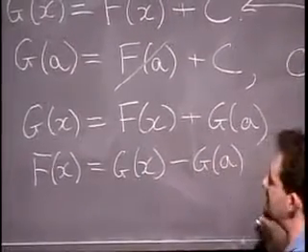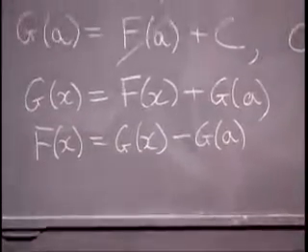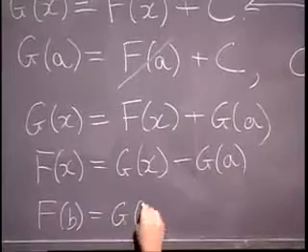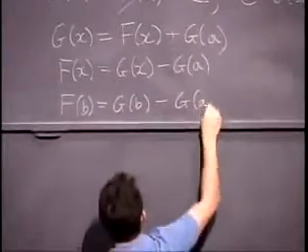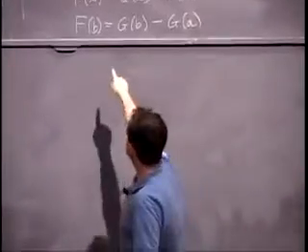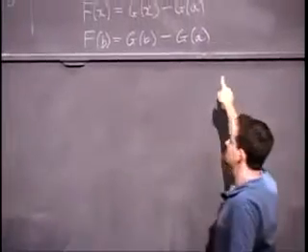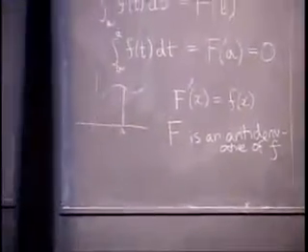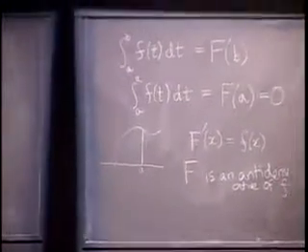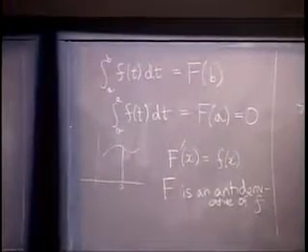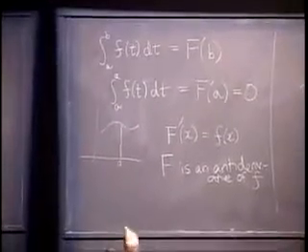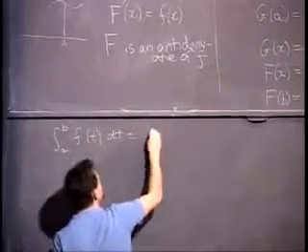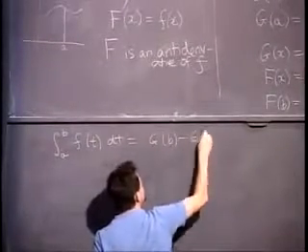Sounds like we're just playing games here, but I'm almost at the conclusion. You see, f of b then, if you plug in b, you get g of b minus g of a. And if we go back now, there's one equation that I just wrote up. Go back to the very first equation up there. That's what we really want. We want to find that integral from a to b of f of t dt. So we know it's f of b. We just found out what f of b was. It's g of b minus g of a.